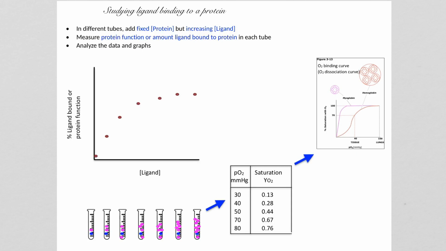The cooperative effect of hemoglobin can be seen very well when we plot the oxygen binding curve, also known as the oxygen dissociation curve. From the shapes of these curves, we can see that myoglobin does not have a cooperative effect, while hemoglobin does show a cooperative effect.